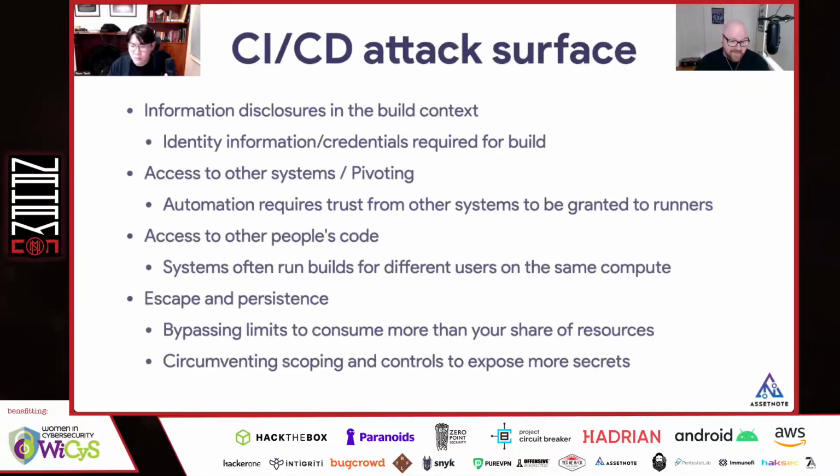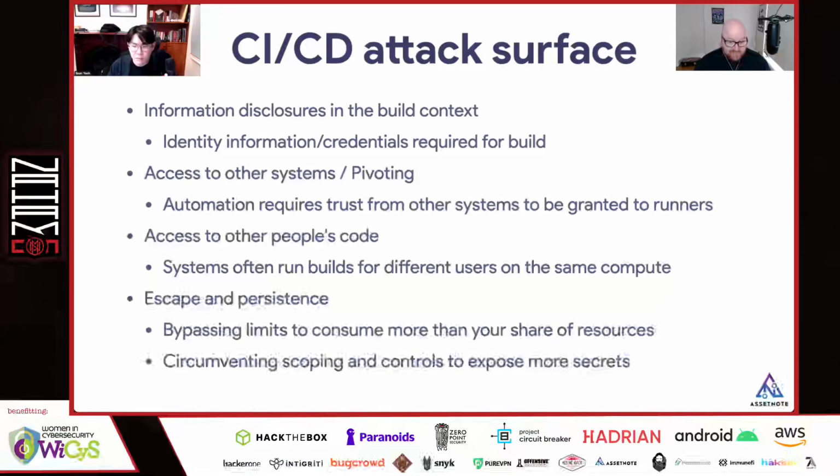You also often have access to other people's code. Given the cost of running cloud infrastructure, especially on free or cheaper tiers, CI runners will handle jobs from multiple different users. These users can be projects under the same organization or users with no organizational relationship with each other. Gaining access to secrets or code from other users is a huge win.